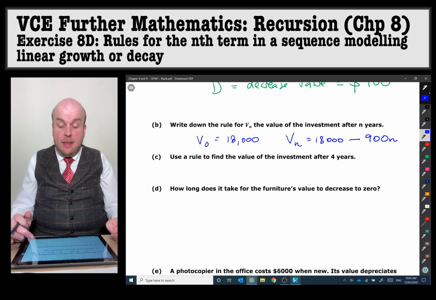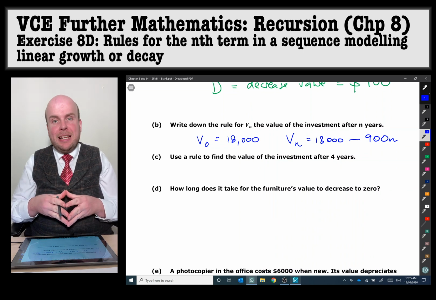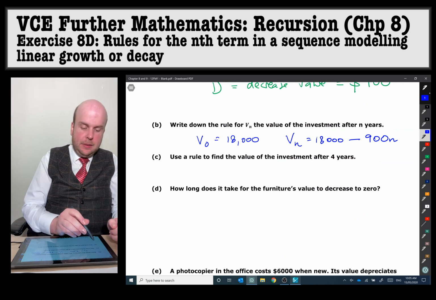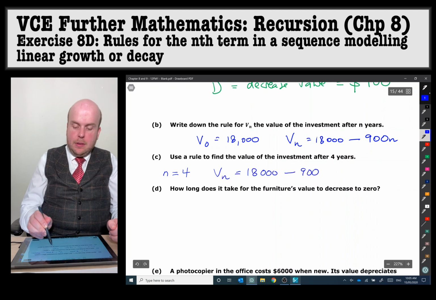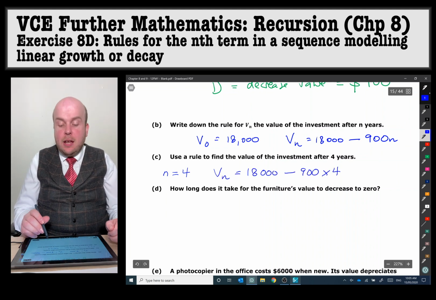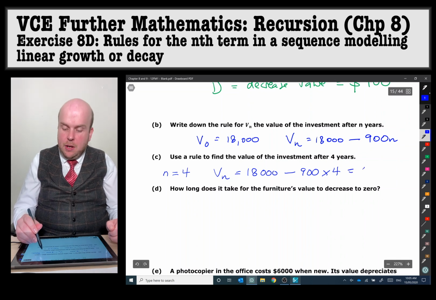Use a rule to find the value of the investment after 4 years. So this means I now need to replace the letter n with a 4. So 18,000 take away 900 times 4 is equal to 14,400.